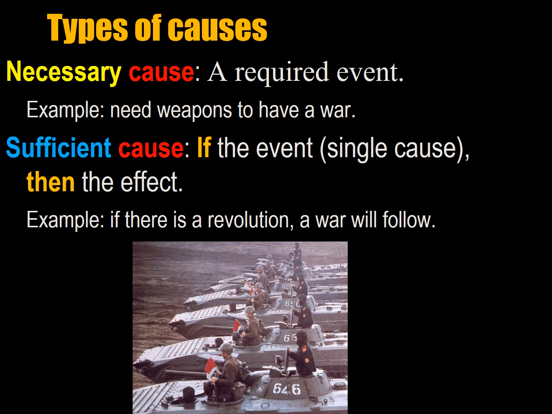A second type of cause is a sufficient cause. This is modeled by an if-then statement. If this cause is observed, the effect will invariably follow. So, if there's a revolution, a war will follow. This is a very commonly held belief in the social sciences. There's a revolution in France in 1789, in Iran, 1978, 1979, in communist China, and shortly thereafter the country was involved in a war. Okay, so we see sort of an inevitability here.